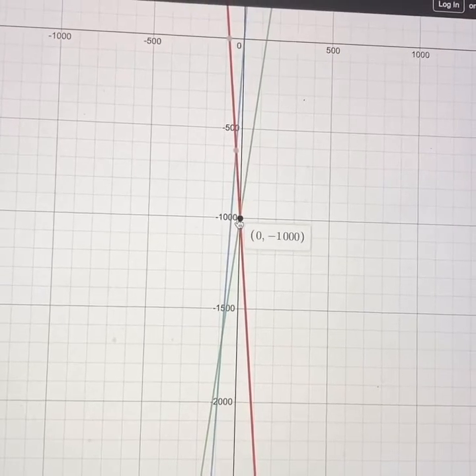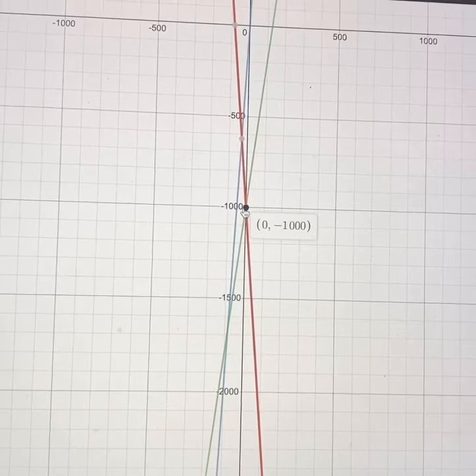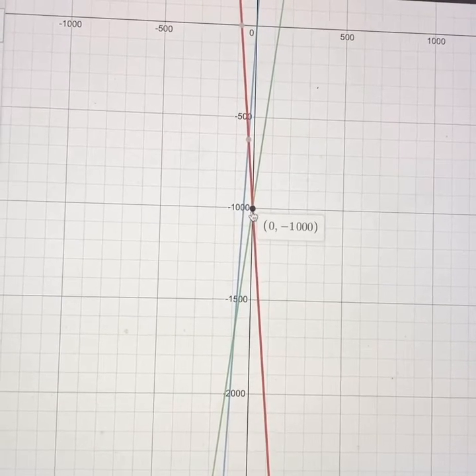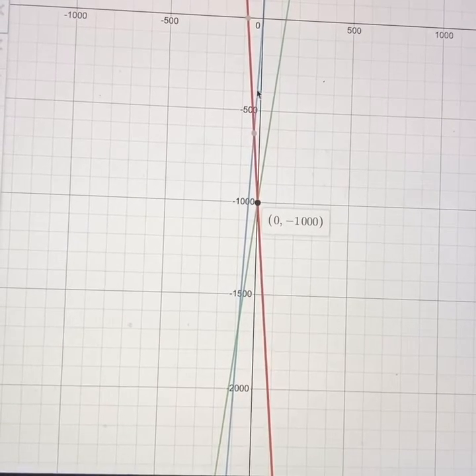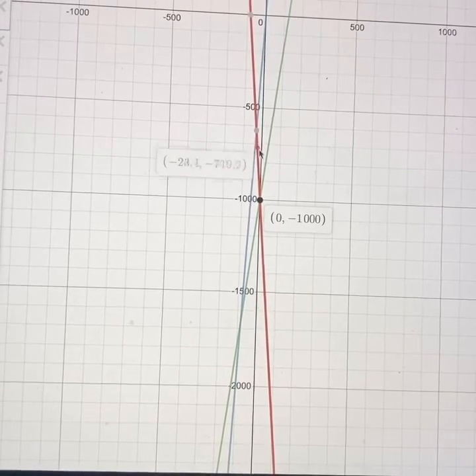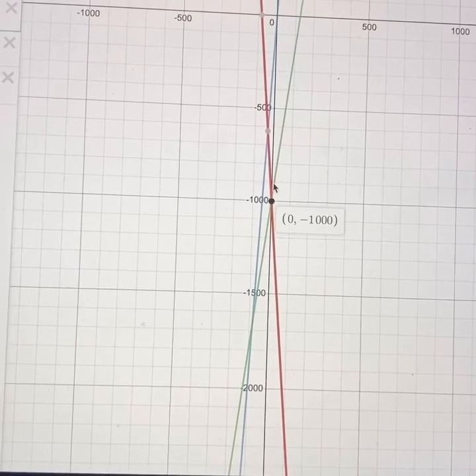Okay, so here are my graphs. The total cost is going to be in red. It's negative 12x minus 1,000. It has a y-intercept of (0, negative 1,000), because that's the original fee it costs me to start the business. And I'm spending $12 every time. So it's going to go right 1, down 12, and that's going to represent me actually spending the money to make the t-shirt.